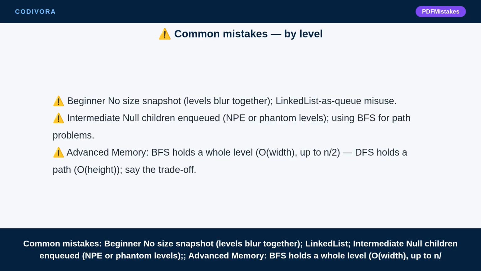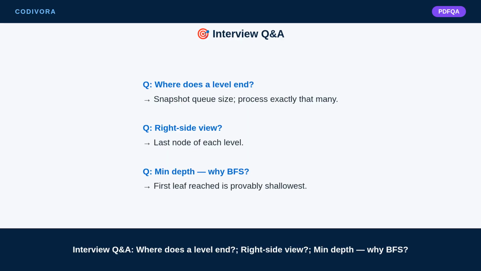Say the trade-off. Interview questions on this, rapid fire. Where does a level end? Snapshot queue size, process exactly that many. Right side view? Last node of each level. Min depth, why BFS? First leaf reached is provably shallowest. Space complexity? Max width. Worst case n/2 for a full bottom level.